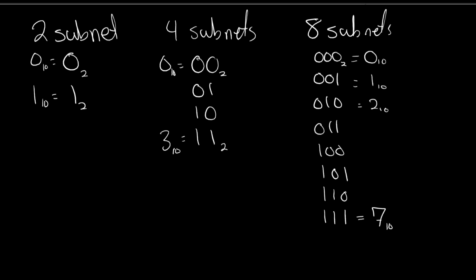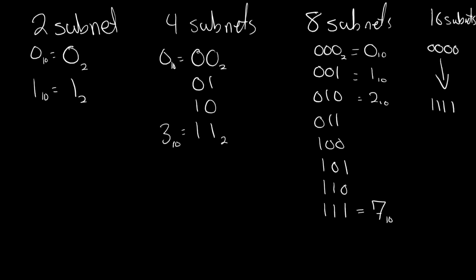If we wanted to go to 16 subnets, we would need to go from 0 0 0 0 to 15, which is 1 1 1 1. So every time we double the amount of subnets we have, we need to add another bit, is essentially what we're saying here. It's pretty unlikely we'll be getting into a lot of those bigger ones this early on, but we'll look at some practice as well.